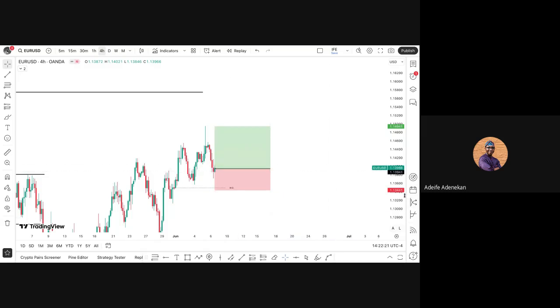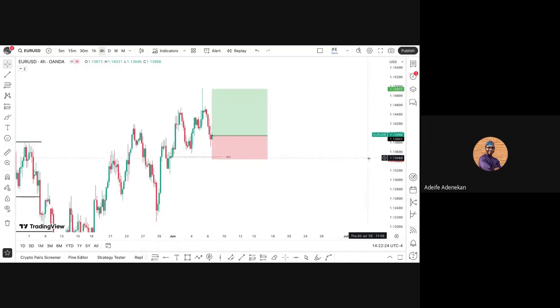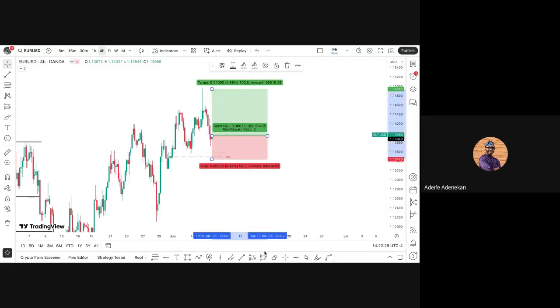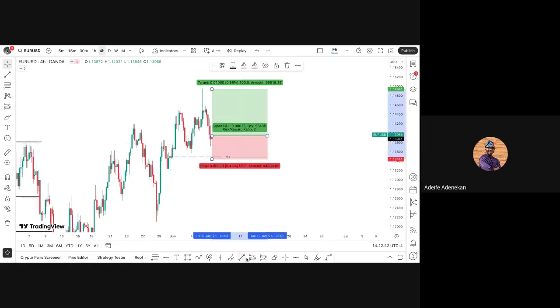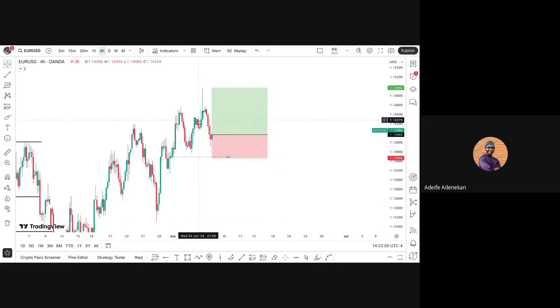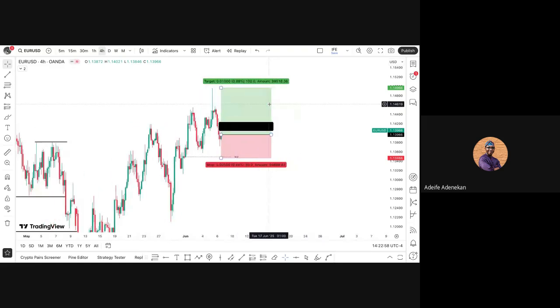Now the current price of Euro USD, the market is closed right now. So the current price of Euro USD is this green one here. You can see Euro USD written on it. 1.1399966. So let's assume that the current price is our entry. Now we have put our stop loss at 50 pips, right? And then our take profit is at 100 pips based on our calculation.